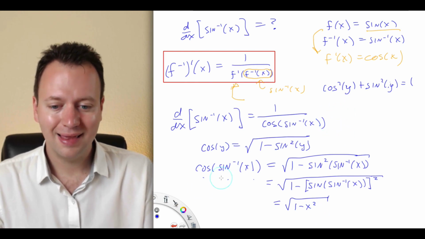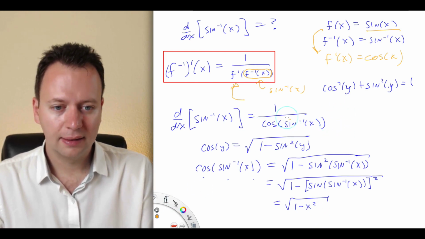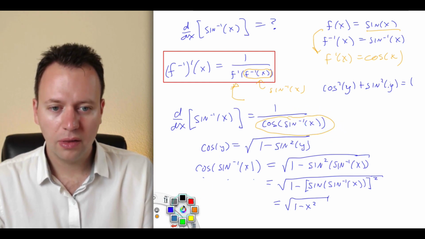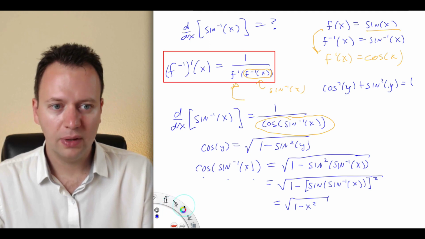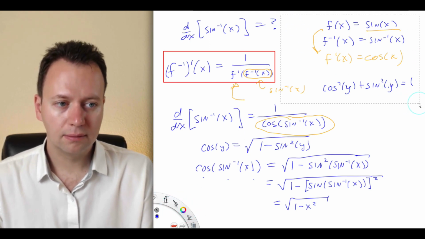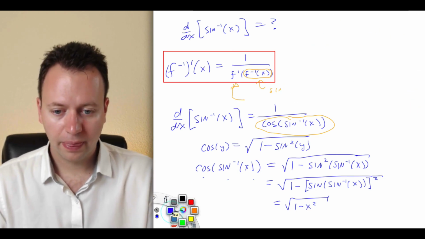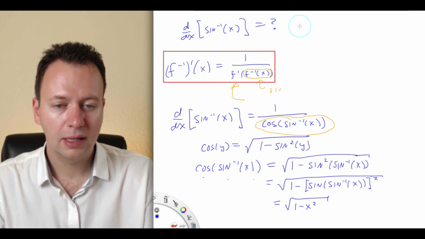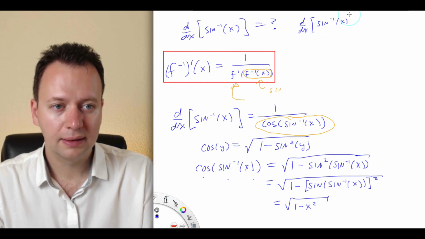So that means, and that's exactly the denominator right there, the implication of this is that we get a derivative rule, our first derivative rule for inverse trig functions: the derivative of arcsine of x is equal to 1 divided by the square root of 1 minus x squared.